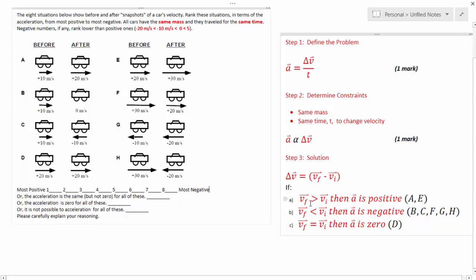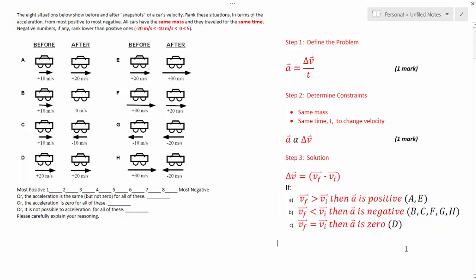1, if v final is greater than v initial, then acceleration is going to be positive, and I've determined that's situations A and E. So you can see here A has a v final that's positive 20 and a v initial that's 10. So that's v final is greater than v initial, and same with E. Similarly for 2, if v final is less than v initial, then my acceleration will be negative, and I've identified that consists of situations B, C, F, G, and H. And finally for 3, if v final equals v initial, then my acceleration is 0, which is only picture D. Categorizing your solution in this fashion will also garner you another point.